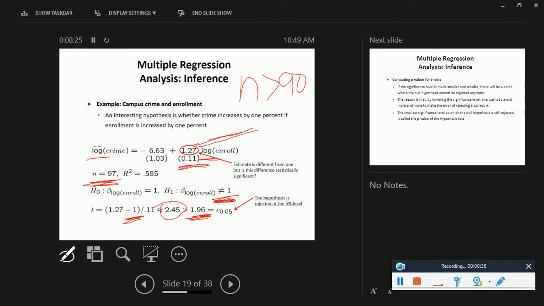So in this case, do we reject the null or do we accept the null? Our t stat is bigger than the critical value. So what do we do? We reject the null. That means log enrollment is not 1. Maybe it is greater than 1 or it will be less than 1. So in our case, we got 1.27, which means it is greater than 1. So the null is false.